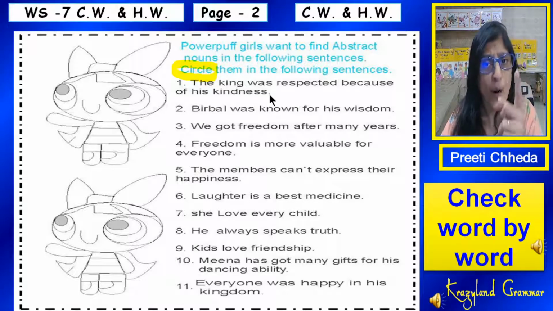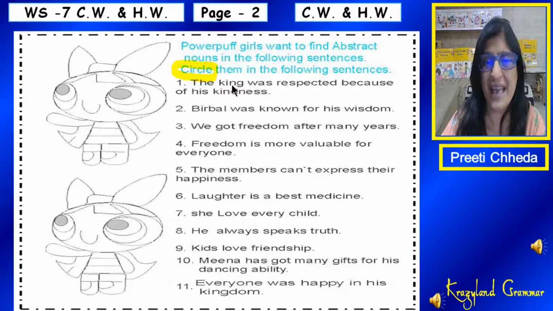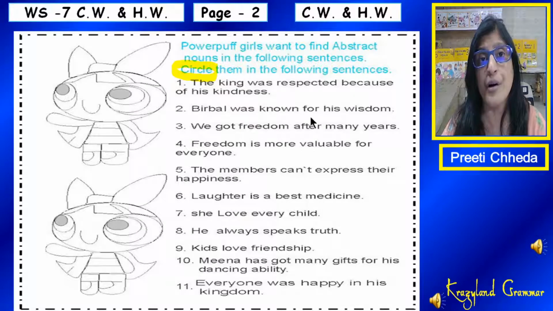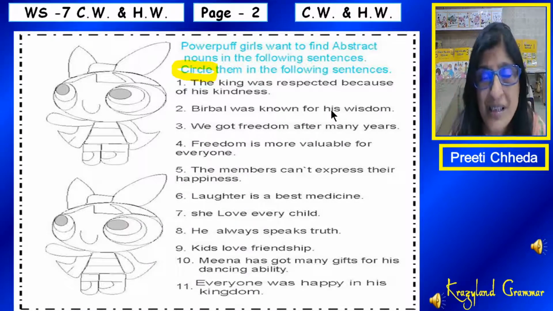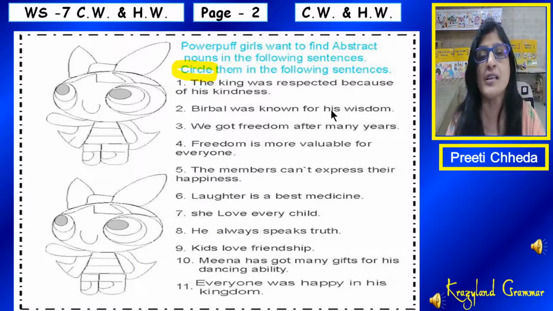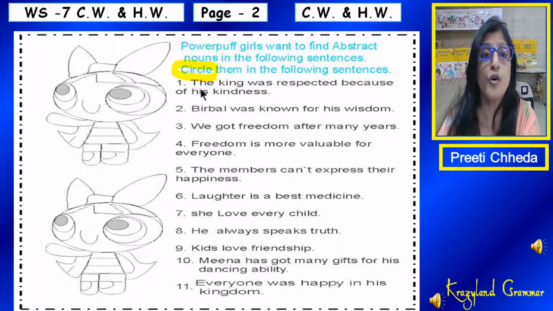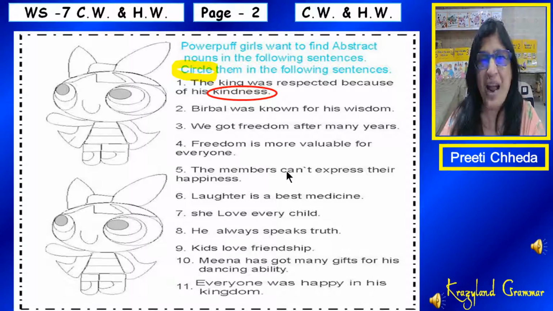So check word by word. How would you check it? The, no. King, no, it is not an abstract noun. Was, no. Respected. Was respected is a verb, and it is called the passive form. You will learn active voice and passive voice, the passive form, in standard 6. So was respected is your verb. Because, no. Of, no. His, no. Kindness, yes. So underline nahi karna hai, kya karna hai? Circle. So I hope you understand.